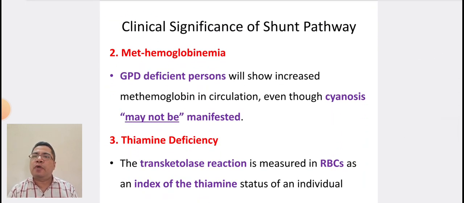Next point is methemoglobinemia. G6PD deficient persons will show increased methemoglobin in circulation, even though cyanosis may not be manifested.